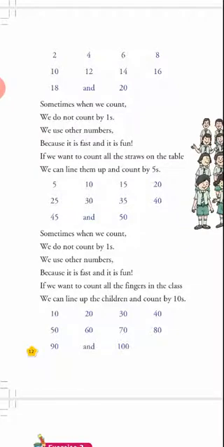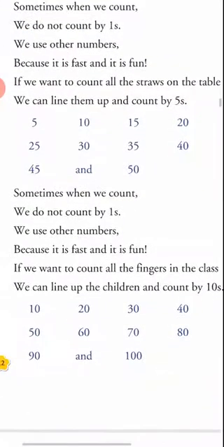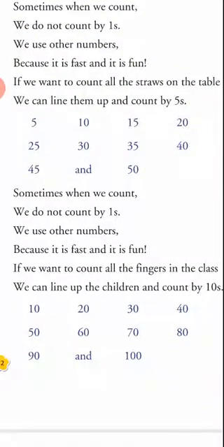That means we will take difference of 5 between all the numbers. Now here we have 5, then 10, 15, 20, 25, 30, 35, 40, 45 and 50. Now here we have the difference of 5. We have lined them up and we have counted them with the difference of 5. Now this is table 5.